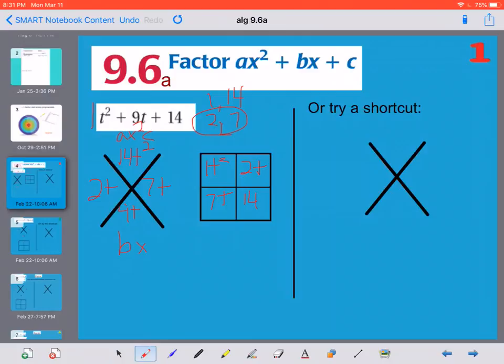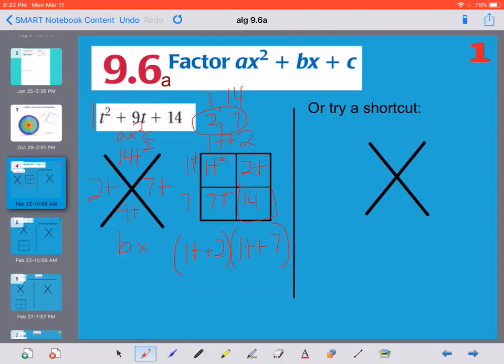So we need to figure out what times what is going to give us 1. Well, 1 times 1 will give us 1, and a t with both of them. Then 1 times 2, so 2, and we already have the t, so we don't need that. 1 times 7, we already have the t, we don't need that. 2 times 7 gives us 14, so we know that this is right. So our answer then would be 1t plus 2 times 1t plus 7.